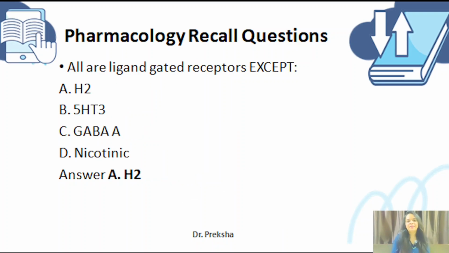All are ligand gated receptors except: H2, 5-HT3, GABA A and nicotinic. So answer is H2 receptor. All these others are the ligand gated receptors: 5-HT3, GABA A and nicotinic. These are ligand gated receptors, and H2 receptor is not a ligand gated receptor.